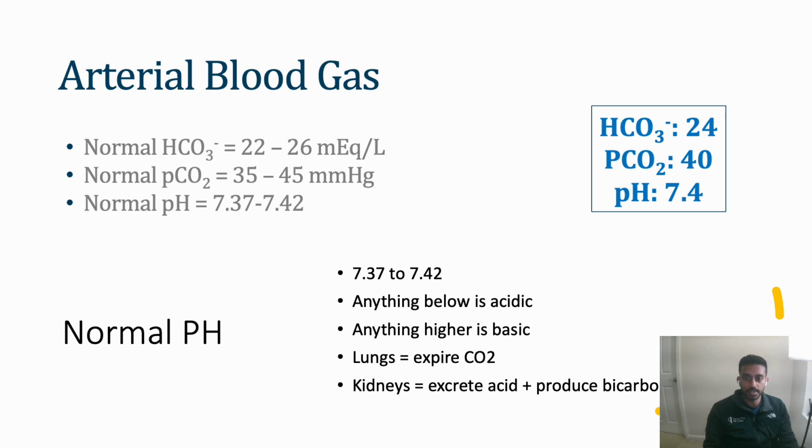The other data points to know are the values listed in arterial blood gas measurements. Normal bicarbonate is between 22 and 26, and partial pressure of CO2 is between 35 and 45.